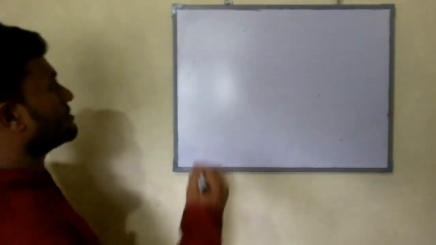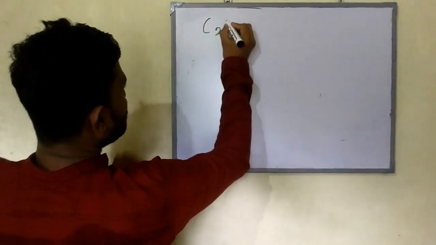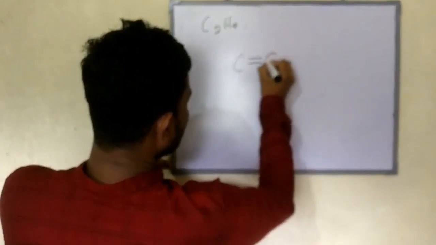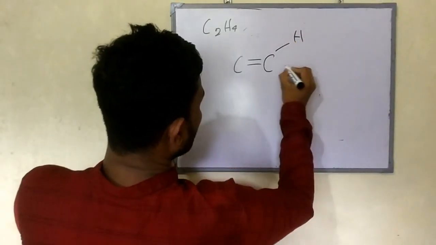Next example will be C2H4. Actually C2H4 is like this kind of molecule.